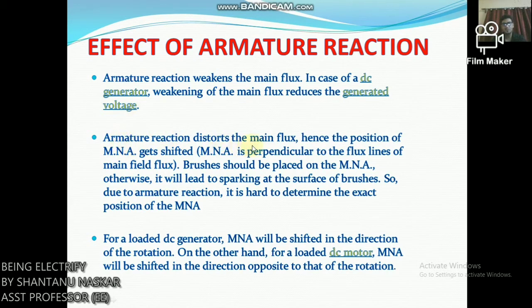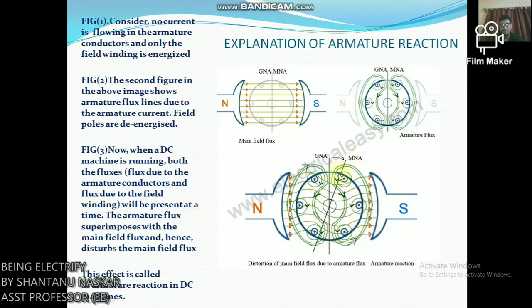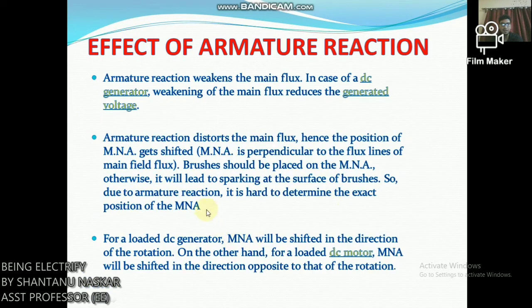Next, armature reaction distorts the main flux, hence the position of MNA gets shifted. MNA is perpendicular to the flux lines of main field flux. Brushes should be placed on the MNA, otherwise it will lead to sparking at surface of brushes. So due to armature reaction, it is hard to determine the exact position of MNA.